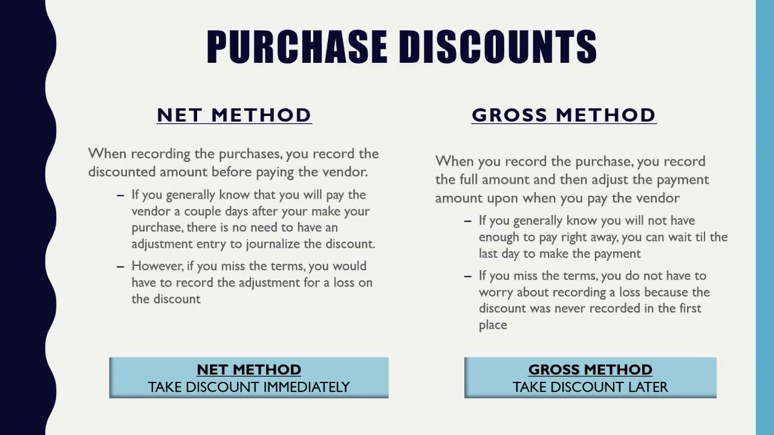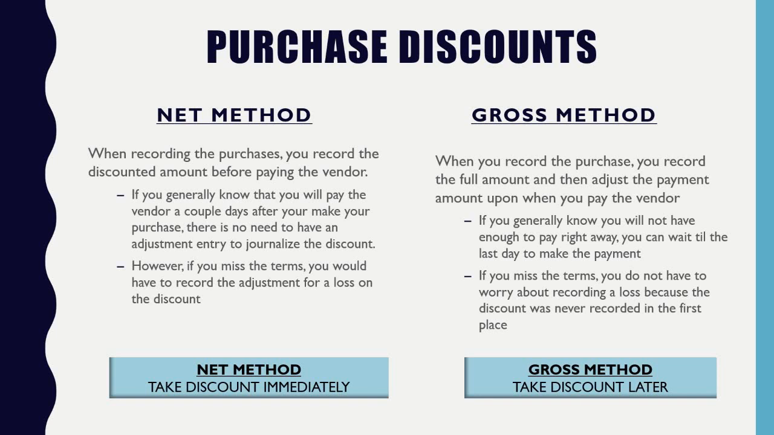Okay. So in that case, how am I going to record these purchase discounts? You have the net method and the gross method, okay? Net method, think of it like your paycheck. You have your gross income or your gross pay, which is everything that you earned before taxes. And then your net pay is the amount that you earn from the company after the taxes. Same idea here.